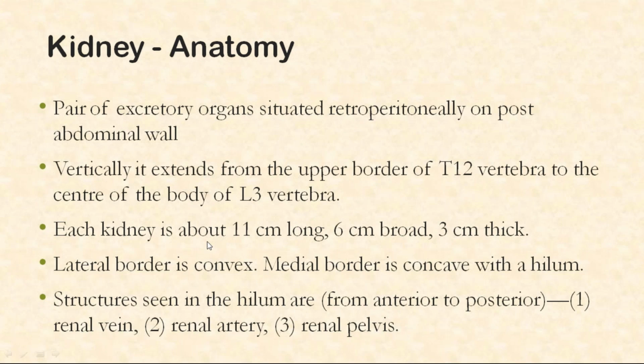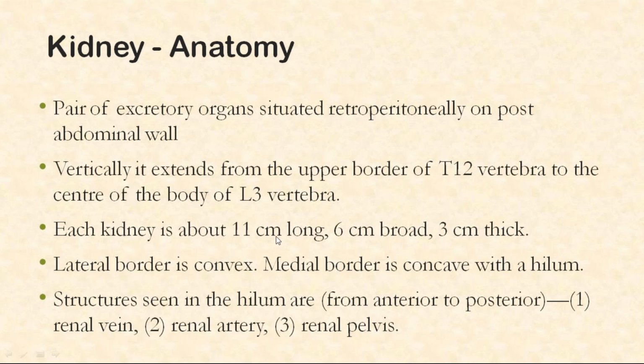So coming to anatomy of the kidney, these are a pair of excretory organs situated retroperitoneally on the posterior abdominal wall, vertically extending from the upper border of T12 vertebra to the center of the body of L3 vertebra, and the hilum of the kidney is located at the level of L1 vertebra. Remember, upper border T12 to the center of L3 vertebra, whereas the hilum of the kidney is located at the level of L1 vertebra.